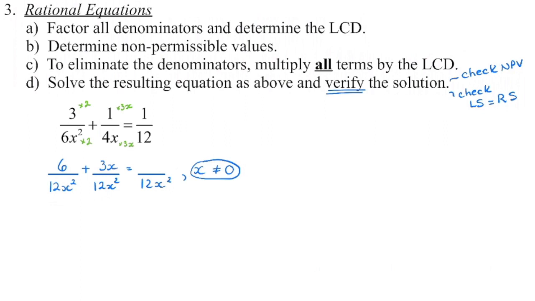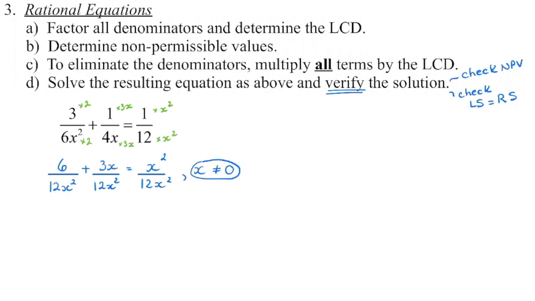And then in the last one, 12 times what gives us 12x squared? And we can see that we multiplied by x squared. So we're going to multiply the numerator by the same value, again to keep it equivalent, leaving us with x squared. Now, step 3 says we're going to eliminate the denominators. So we're going to take a look and we can see that every denominator is 12x squared.